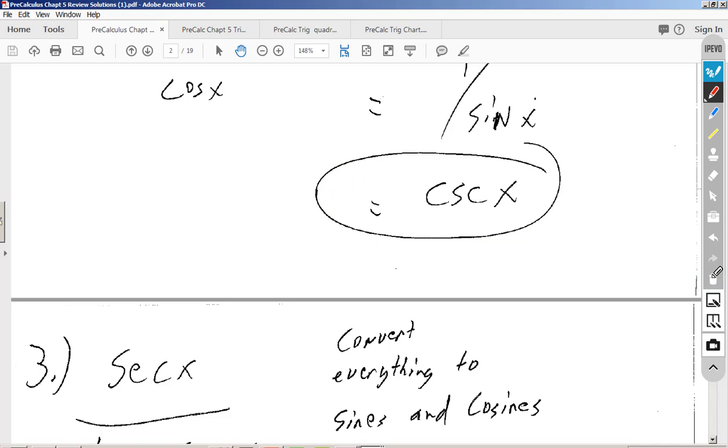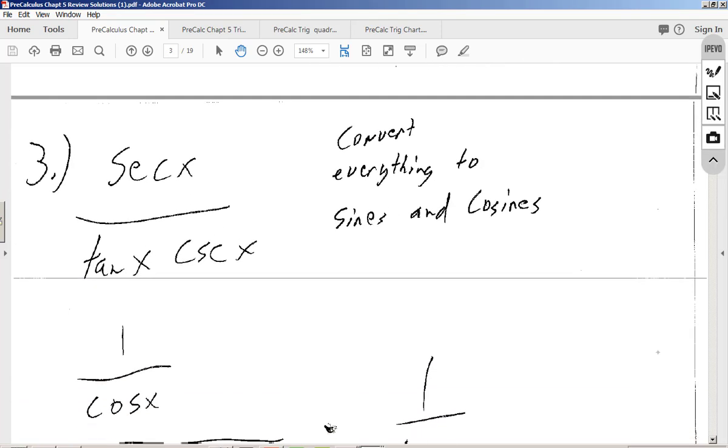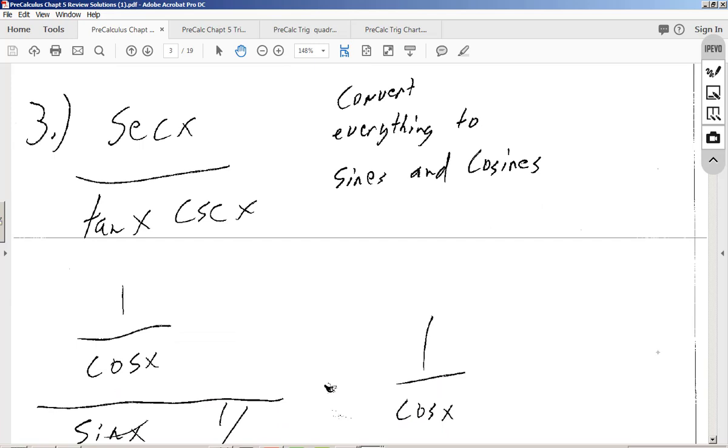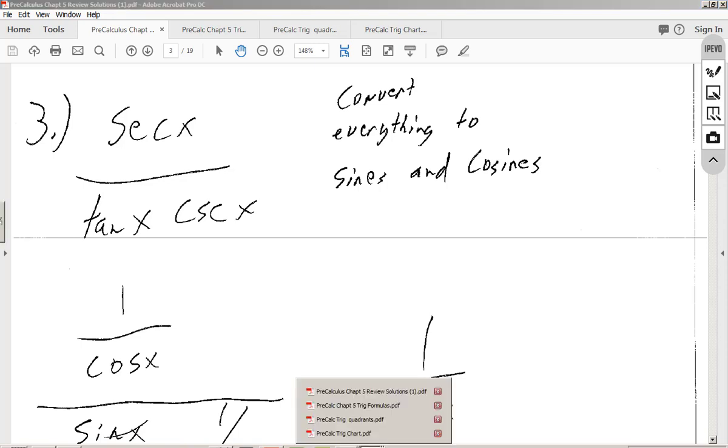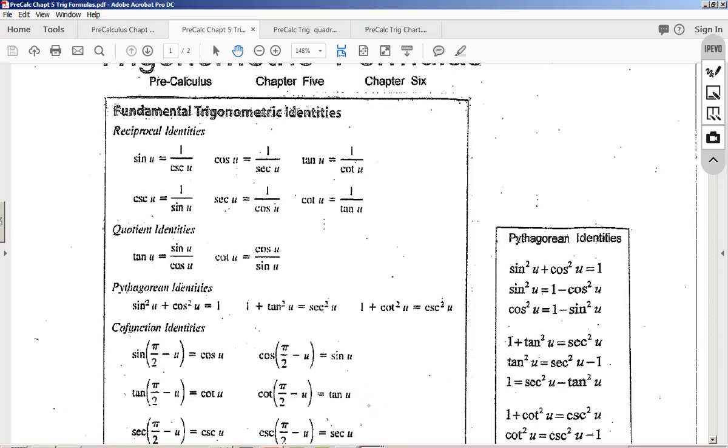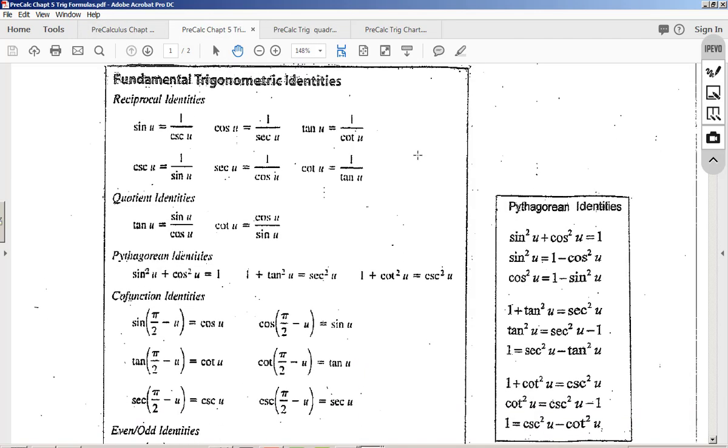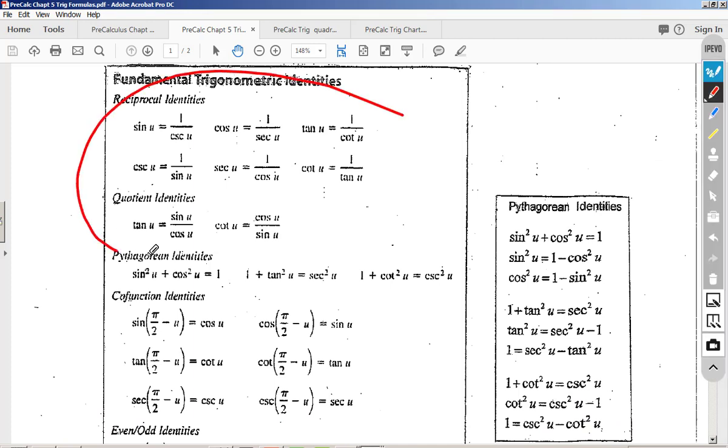On this next problem, number 3, the directions say convert all the terms to sines and cosines and simplify to find the expression that completes the identity. We've got the secant of x over the tangent of x times the cosecant of x. So again, if you look at your formula sheet, here's all your reciprocals in terms of sines and cosines.